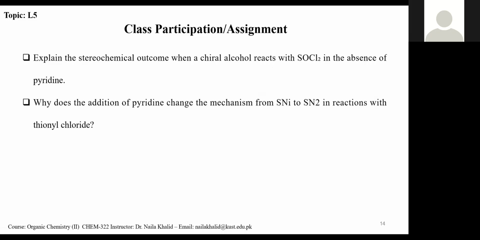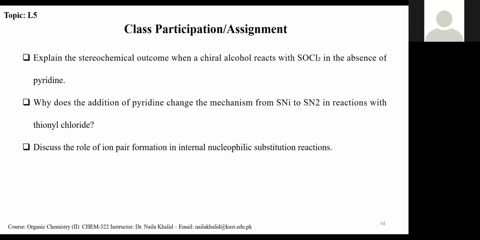The second question is: why does the addition of pyridine change the mechanism from SNi to SN2? For this you have to draw the mechanism properly with a specific chiral alcohol. So you can explain this reason, that addition of pyridine has changed the mechanism from SNi to SN2.